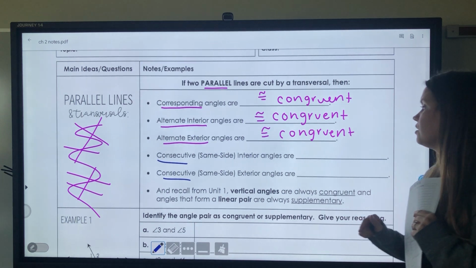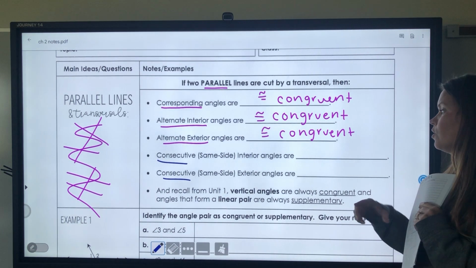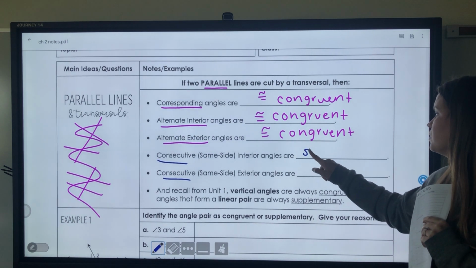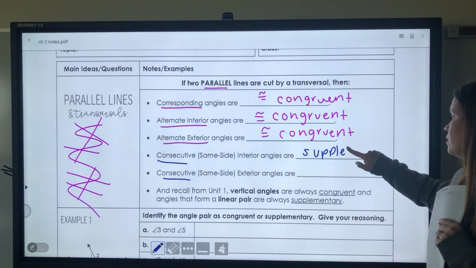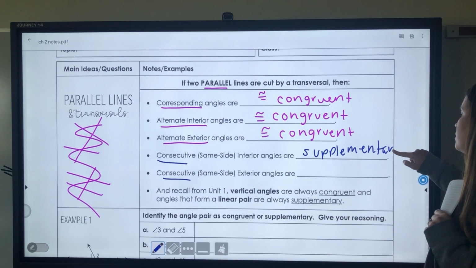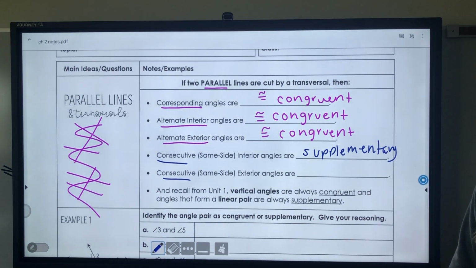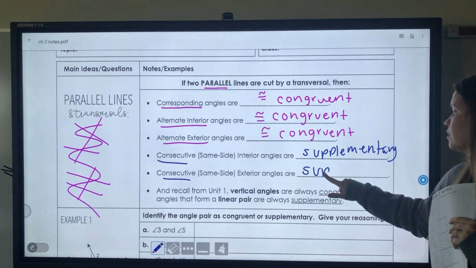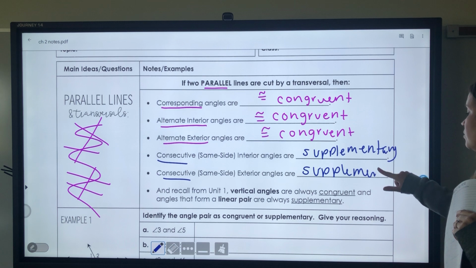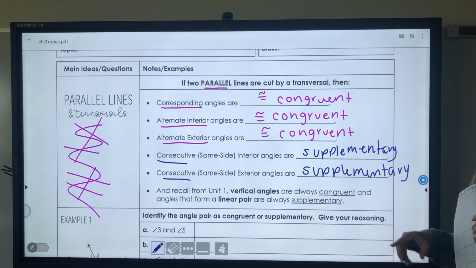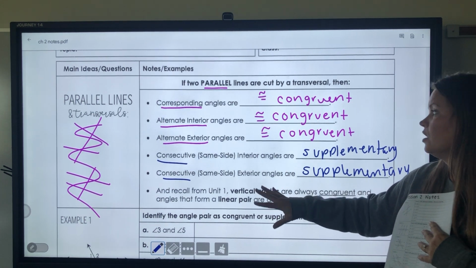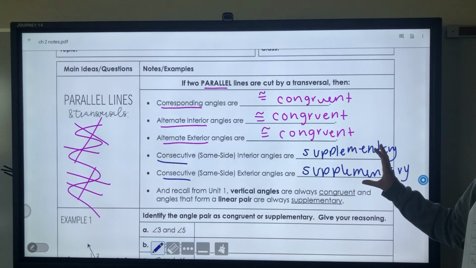If you are consecutive same side interiors, one's going to be acute and one's going to be obtuse. So they're not going to be congruent, but they're going to be supplementary, which means they're going to add up to 180. And the same goes for same side exterior angles. They're going to be supplementary. And you'll usually be able to tell by looking at them whether the two angles are equal or not. And we already know that vertical angles are always congruent and linear pairs are always supplementary. So these are a few more angle relationships that have rules.